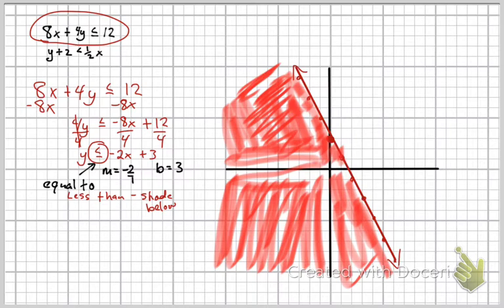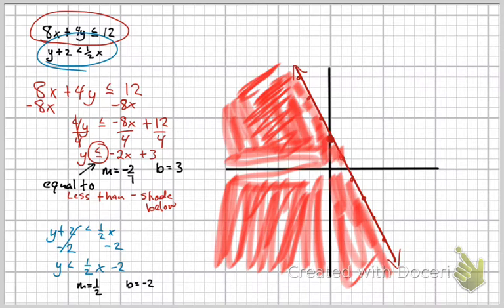Okay, after I've finished that one, I'm going to go to my second equation. So our second equation, y plus 2, is less than 1/2 x. I'm going to isolate the y, so I'm going to get rid of this plus 2 by doing minus 2 on each side. So y is less than 1/2 x minus 2. So I've got my slope of 1/2, my y-intercept of negative 2.